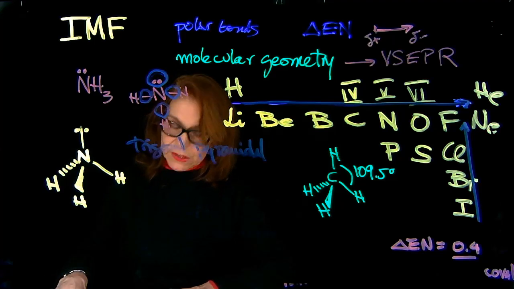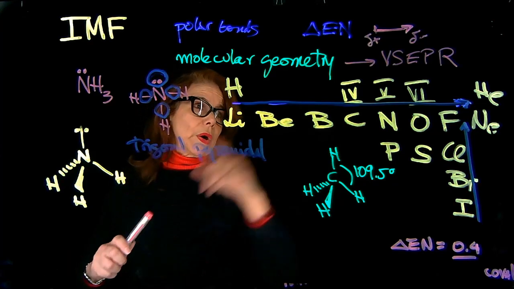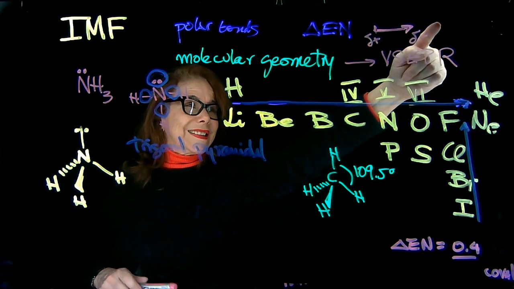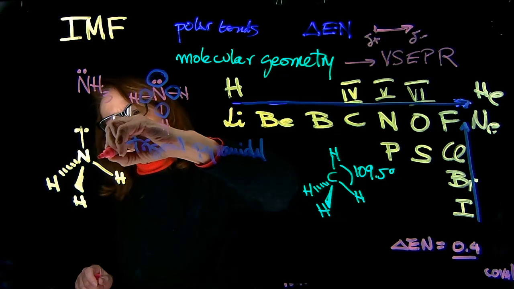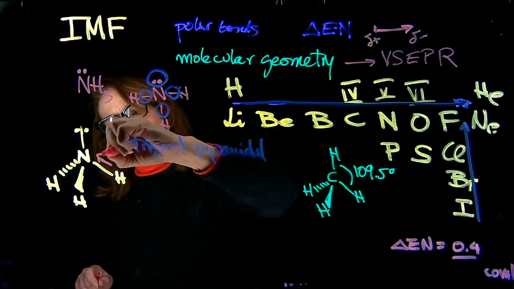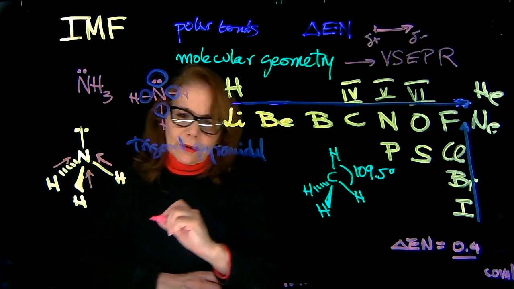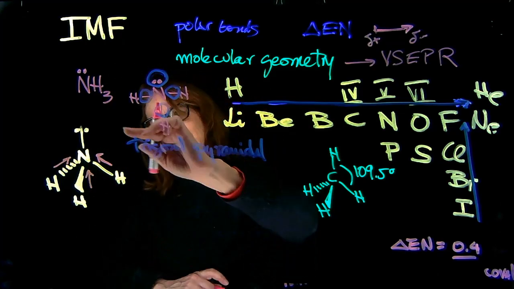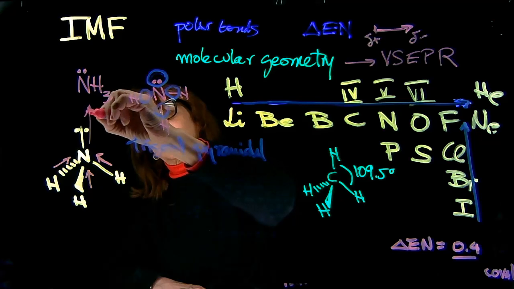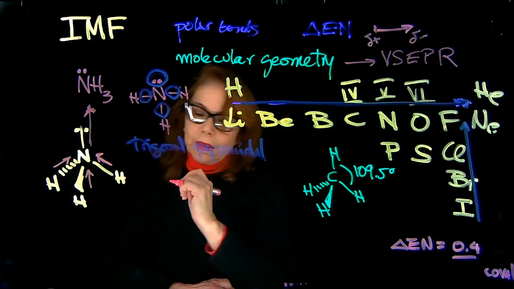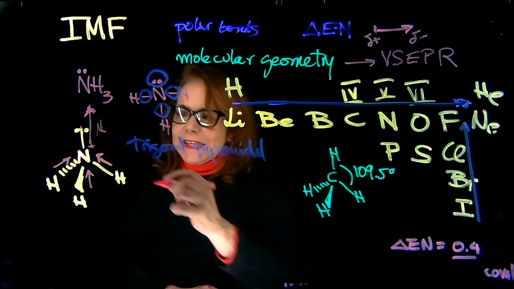Okay, now the polar bonds do exist. Let's draw arrows pointing to the more electronegative atom. Here, nitrogen is more electronegative than hydrogen, so I'm going to draw arrow, arrow, and arrow. These 3 arrows add up, and the resulting vector is pointing like this. Those vectors do not cancel out, so the molecule is polar.